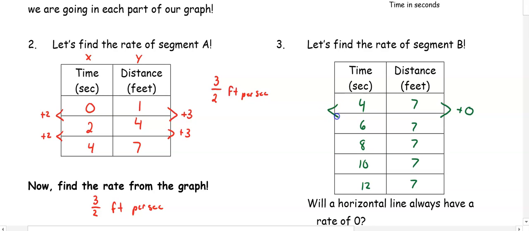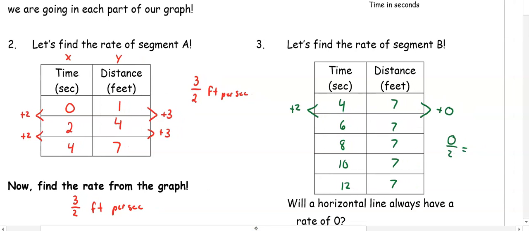But with my time from 4 to 6, I added 2, or from 6 to 8, 8 to 10, 10 to 12. So my slope here is 0 over 2. 0 divided by any number is 0. So we would have 0 feet per second.